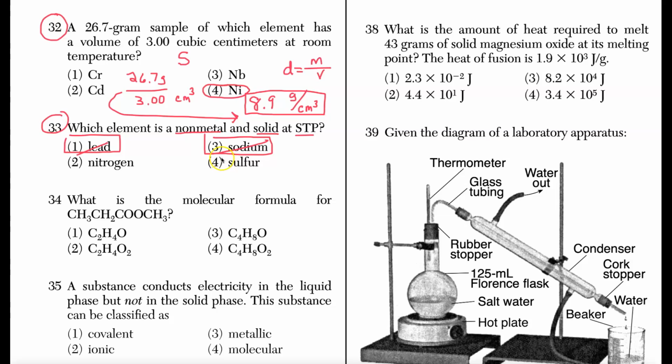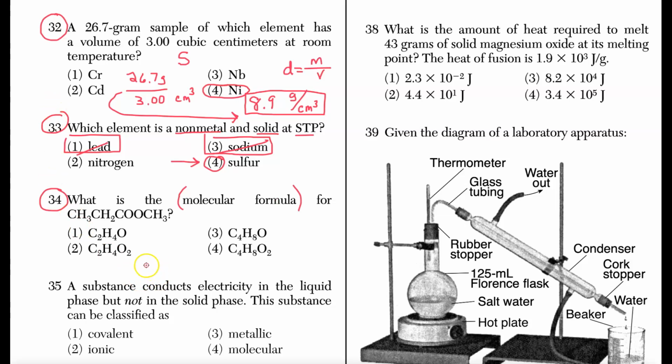So number 33 is 4. On to 34. What is the molecular formula for this compound? Okay, so this compound is giving me a structural formula. It shows me the structure. The molecular formula is just a formula that tells me exactly how many of each type of atom I have.